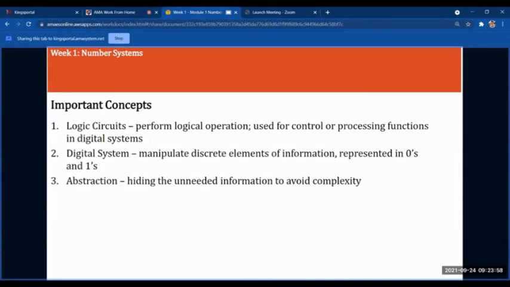First is the logic circuit. The logic circuit is responsible for performing logical operations used for controlling or processing functions in digital systems. The digital system, by definition, is the one that manipulates discrete elements of information represented in zeros and ones. And abstraction is hiding the unneeded information to avoid complexity.